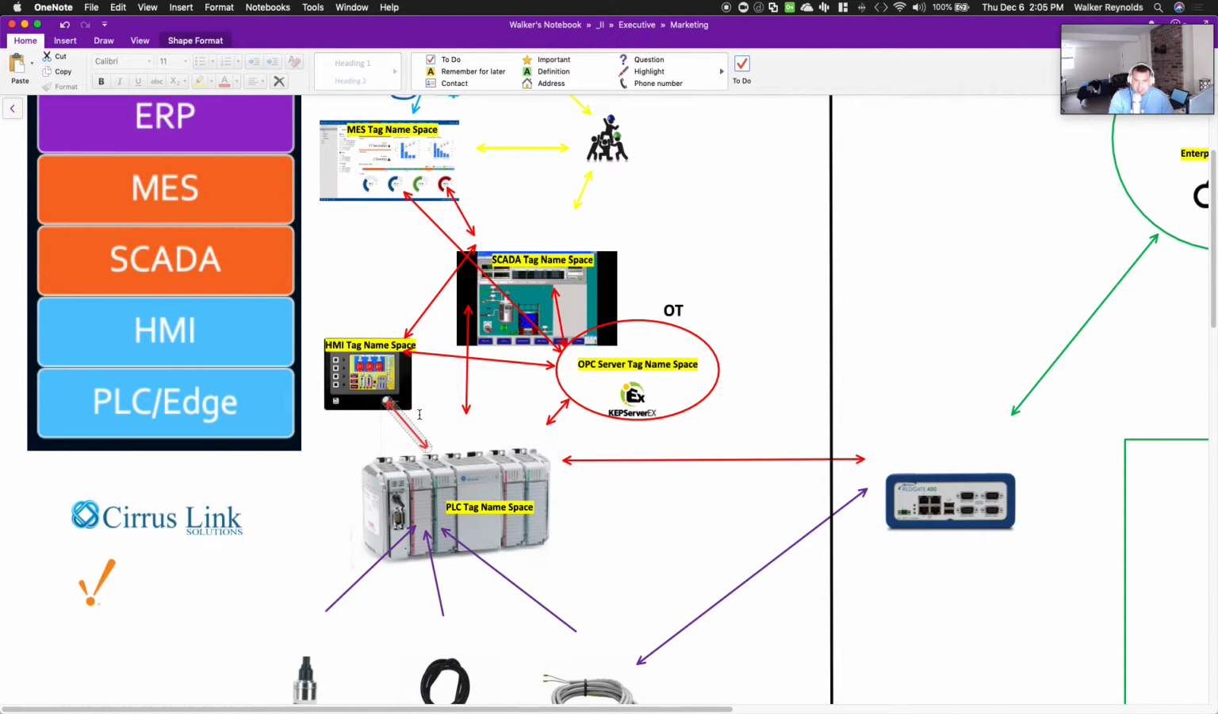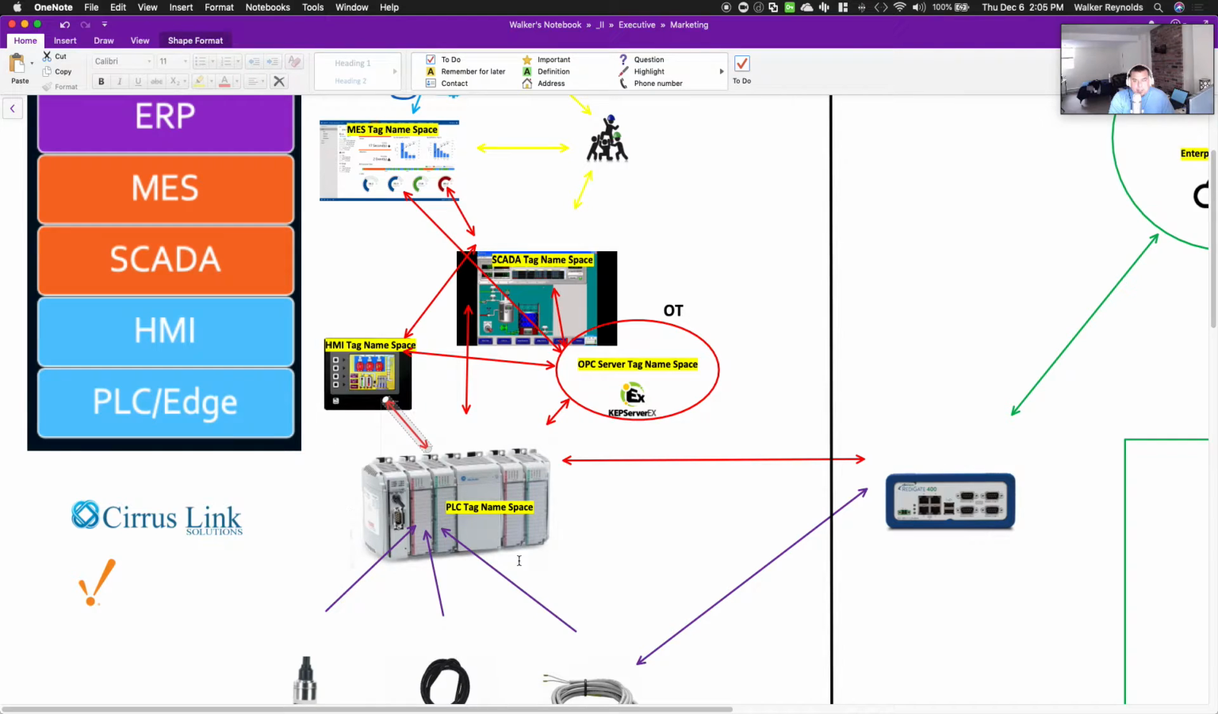The SCADA system, which is really more like, think of a SCADA system as a grouping of HMIs. The HMI and the PLC are generally built by the OEM, the original equipment manufacturer, okay?